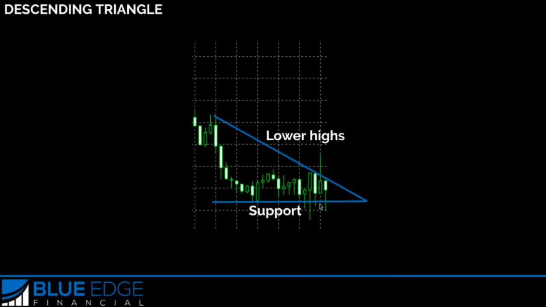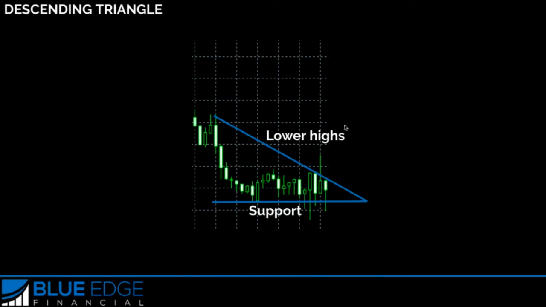Or is this support level going to be too strong, and is price going to bounce off of it and shoot up? Once again, the answer is it could be either. So most of the time, price is going to break past that support level and continue down this way, but there are definitely plenty of times when that support level holds and the market bounces off of it and goes in the other direction.